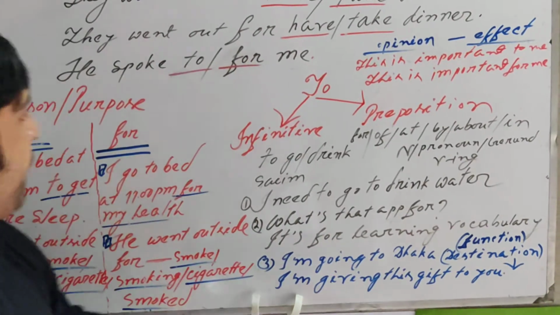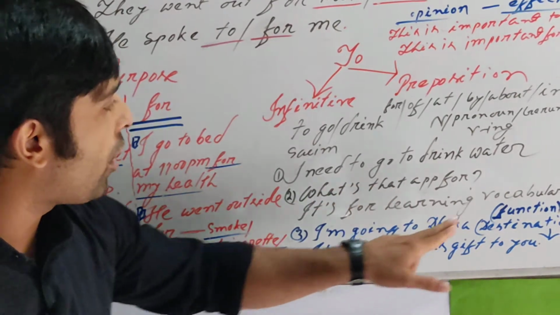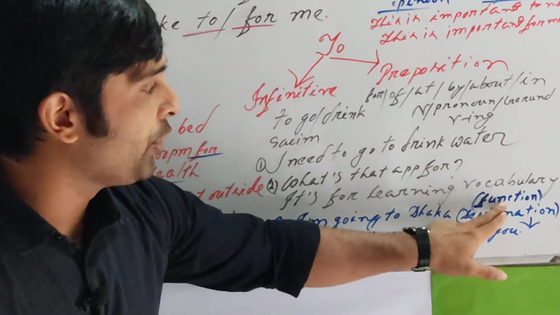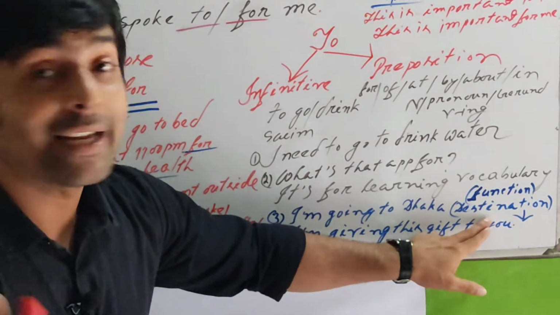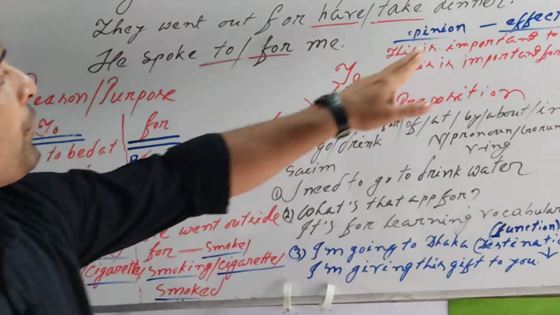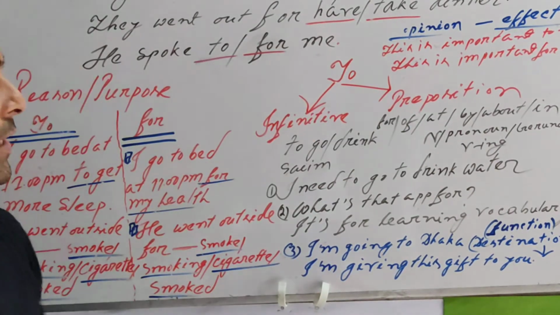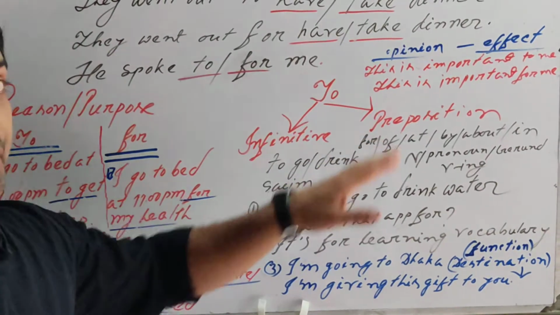So there are so many different things. First of all, we have got reason and purpose. Secondly, we have got infinitive. Thirdly, we have got function. And finally we have got destination. Last one: opinion or effect. How to say this sentence? This sentence is also a common sentence for all students.